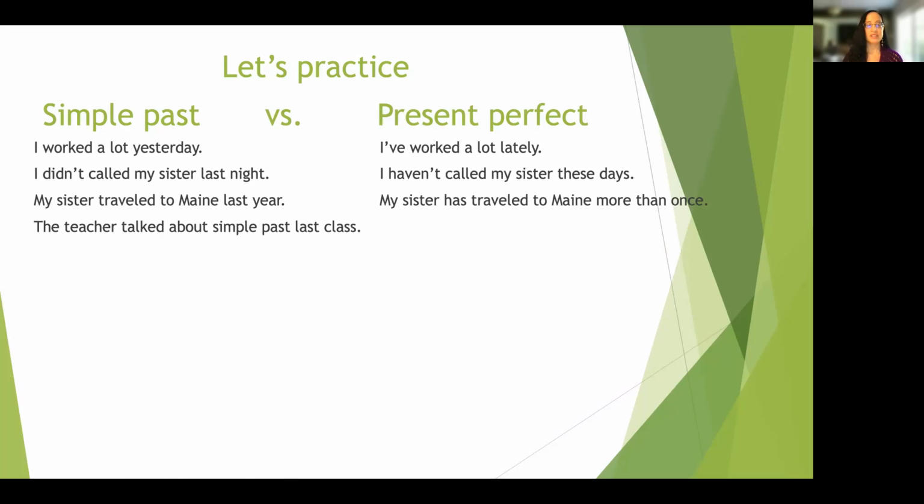Simple past. The teacher talked about simple past last class. The teacher has talked about simple past. Okay, you see the difference here? So you see how we added last class because that was a specific point in time. It happened last class. Okay, if it's vague or something that's repeated or up to the present point, we just kind of end it. Okay, or we can say up to today. Now, that's my trick question. That's my bonus. Would that be the simple past or would that be the present perfect if I said up to today?